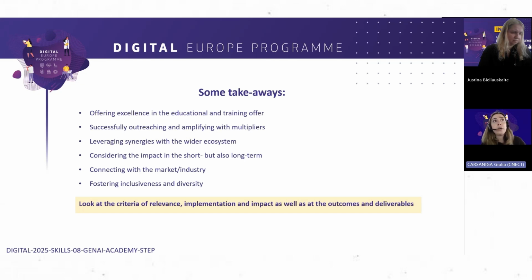Leveraging the synergies with a wider ecosystem, and considering also the impact not just in the short term but also long term of this project. Finally, let me stress once again the importance of this employability angle and the fact of including the industry in the offering, but also in the designing per se of the academy, and having in mind fostering, of course, inclusiveness in terms of our geographical scope, but also in terms of diversity and gender convergence. For more details, I would suggest really to look also at the criteria of relevance, implementation, and impact, and the outcomes and deliverables. Thank you very much.